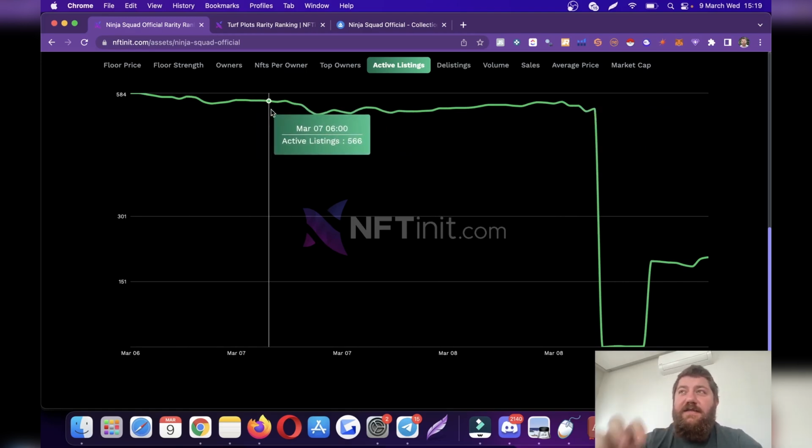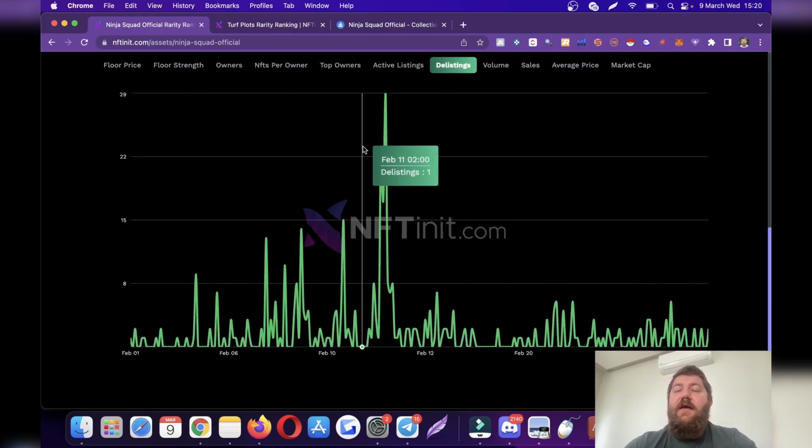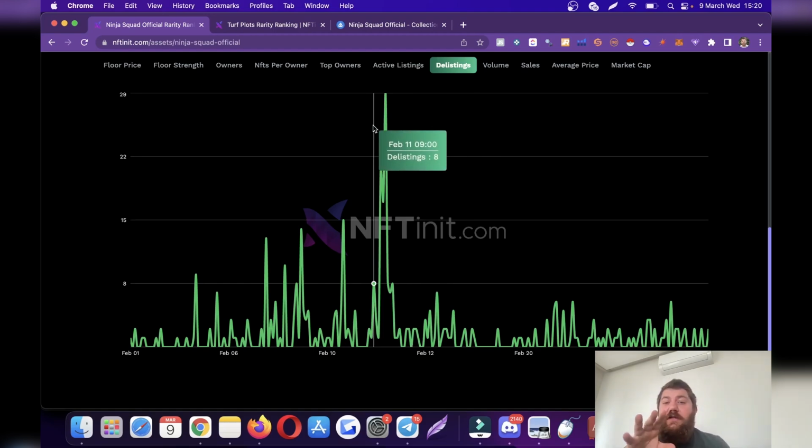Active listings are the NFTs that are being listed for sale right now. So if you see the active listings numbers going up, it means that people are more willing to sell. However, if you are seeing active listings going down, people are either delisting or not listing them again after their initial listing time expires. Let's check the listings. The listings are extremely important, maybe one of the most important charts here because it tells you what is going on in a project.